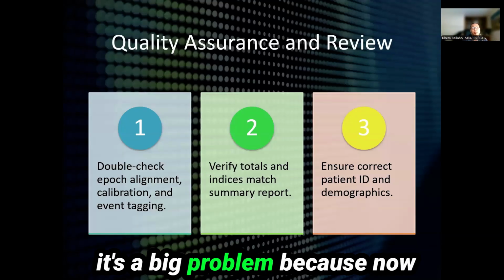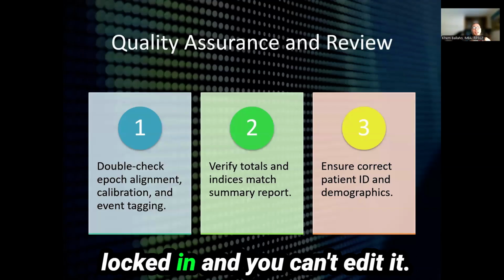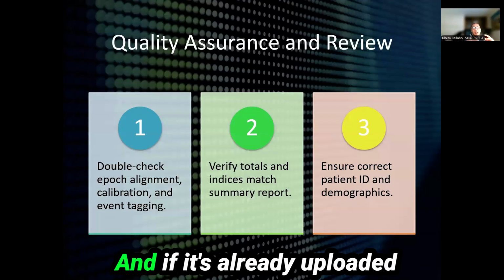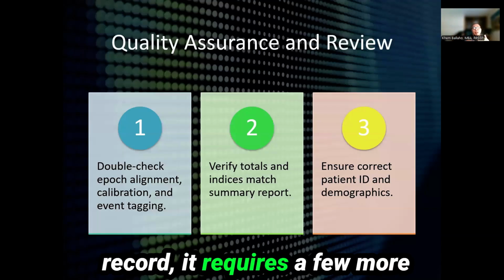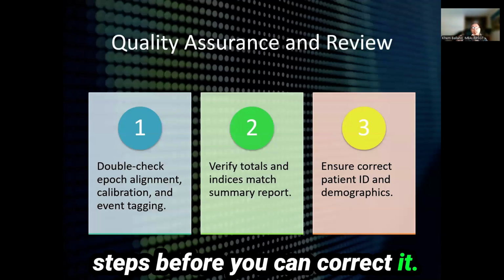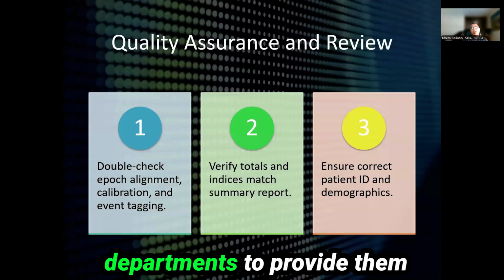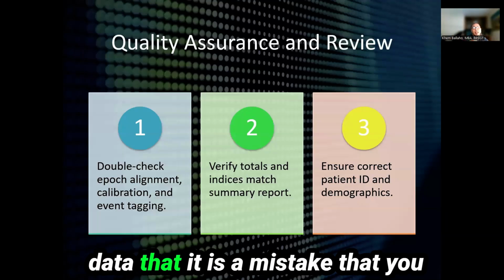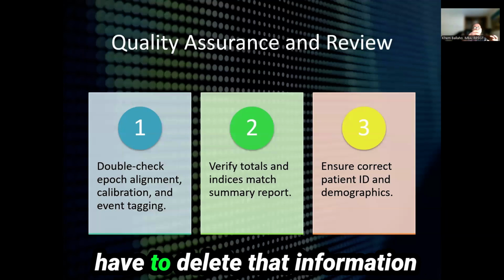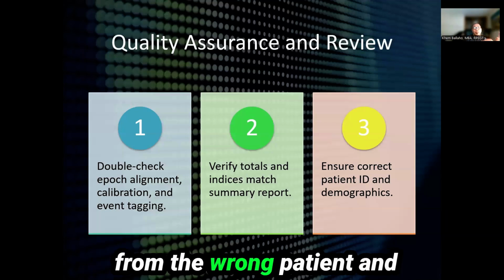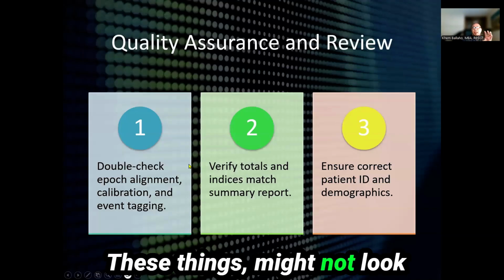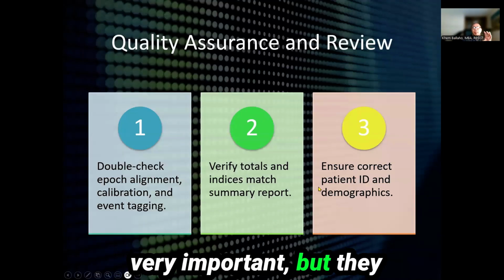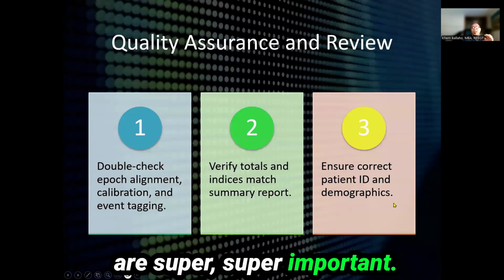And it's a big problem because now some of this information is locked in and you can't edit it. And if it's already uploaded into the electronic medical record, it requires a few more steps before you can correct it. You have to go through other departments to provide them data that it is a mistake, that you have to delete that information from the wrong patient and upload it to the right person. These things might not look very important, but they are super, super important.